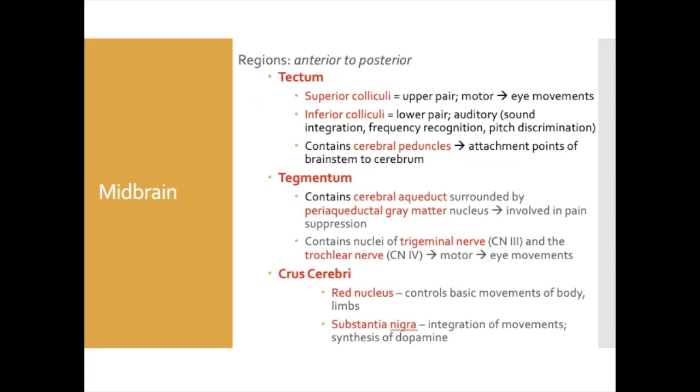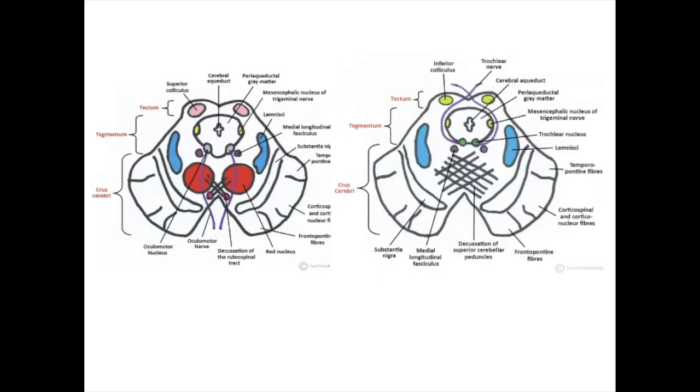And just to reiterate this point, on slide number 41, we discussed the structures that are located within the midbrain. We talked about the tectum, the tegmentum, and the crus cerebri. These are the 3 regions within the midbrain. Remember, the midbrain is one of the developmental regions of the brain.